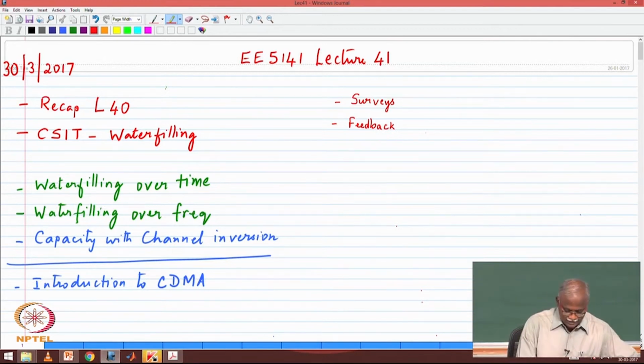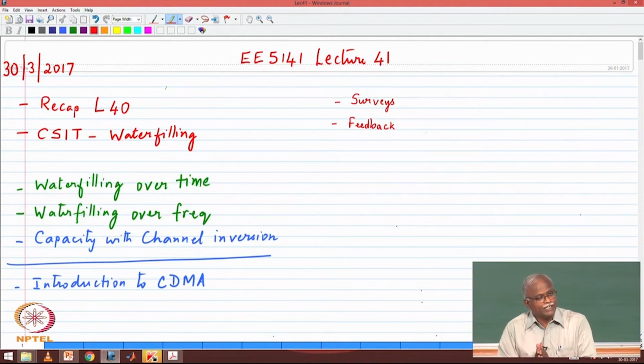So today's discussion is to complete our understanding of water filling, and also look at a suboptimal technique which causes us to think very differently from what we have been thinking so far. Because so far what we have been thinking is good channel, give more power. Now there is a sort of a counterintuitive method which says, no, let's try to equalize the power.